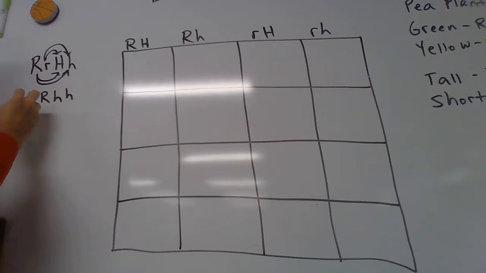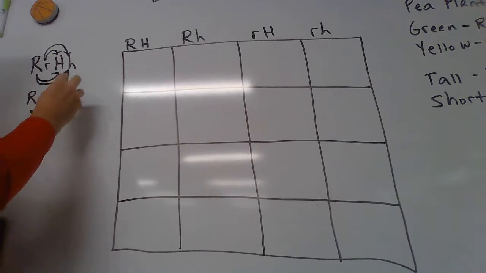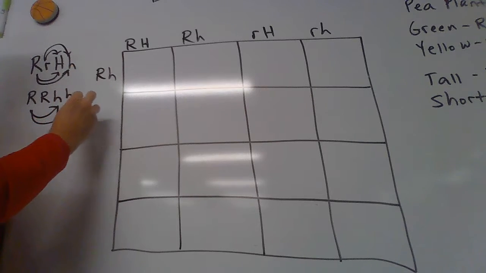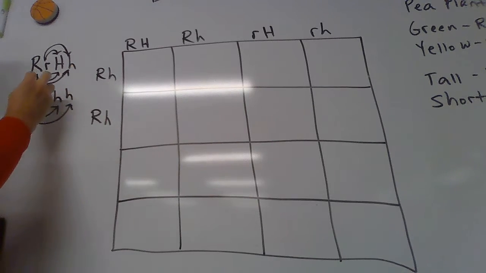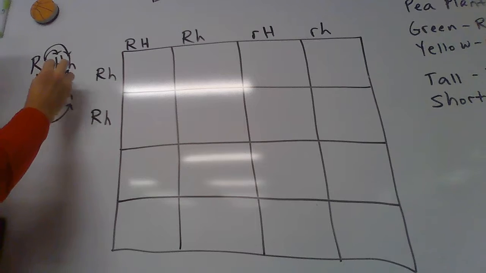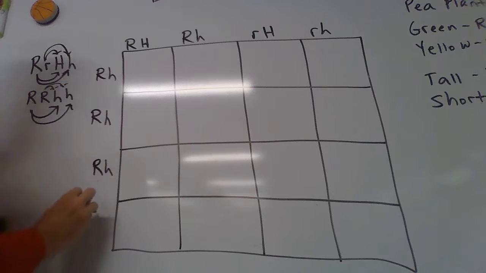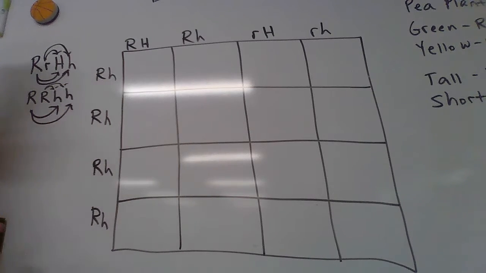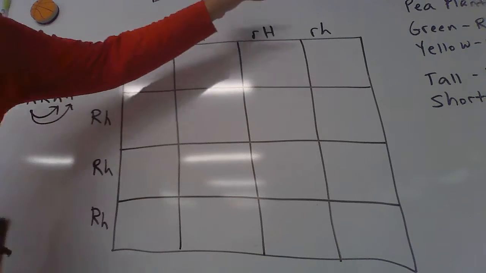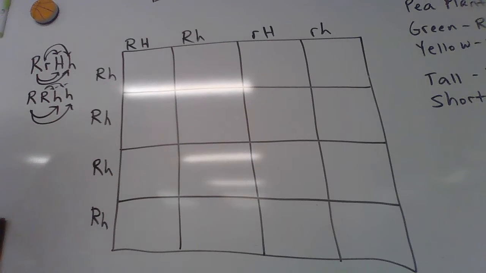This one's pretty easy because they are the exact same. So it's big R, little h, big R, little h, and then big R, little h, big R, little h. So that's how we set it up. Again, independent assortment states that each of these alleles need to be paired with each of these alleles in order to see all the genetic possibilities that each parent can pass down.